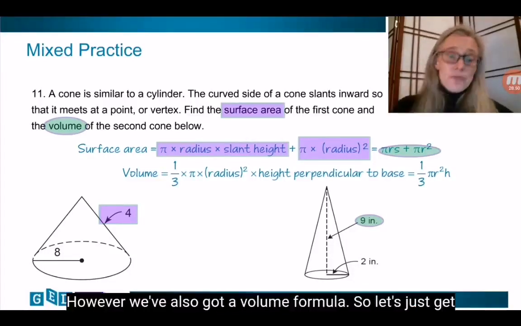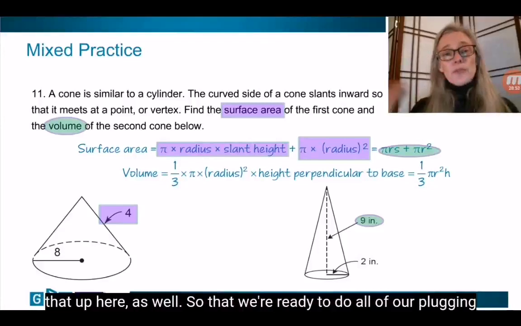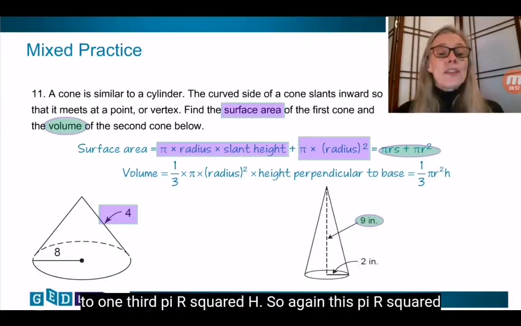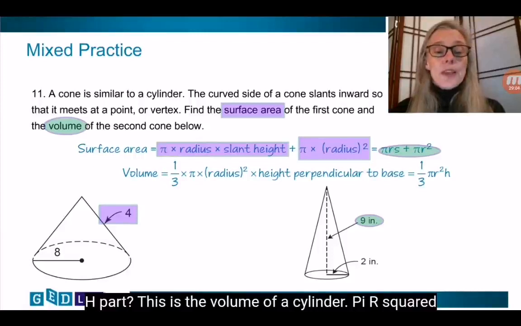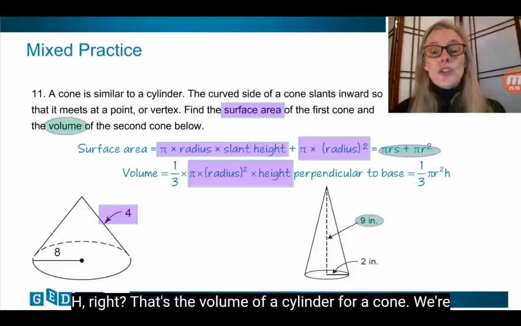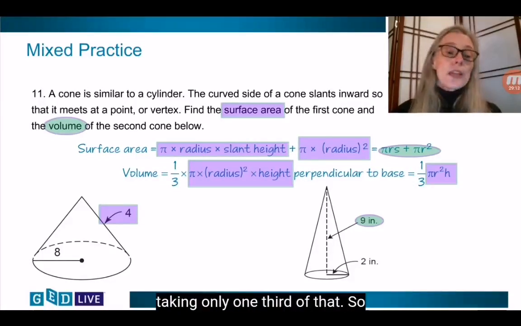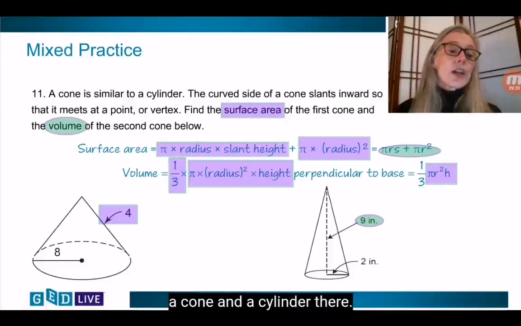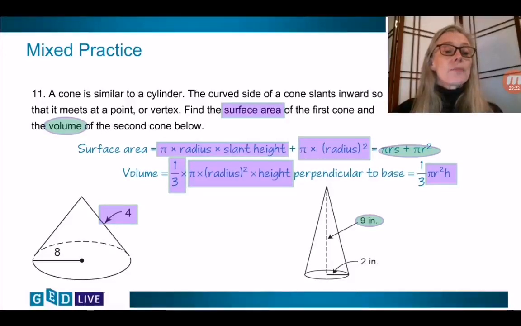However, we've also got a volume formula, so let's just get that up here as well so that we're ready to do all of our plugging and checking all at once. The volume of a cone is equal to 1/3 pi r squared h. So again, this pi r squared h part is the volume of a cylinder. For a cone, we're taking only 1/3 of that. So you can see the relationship between a cone and a cylinder there.